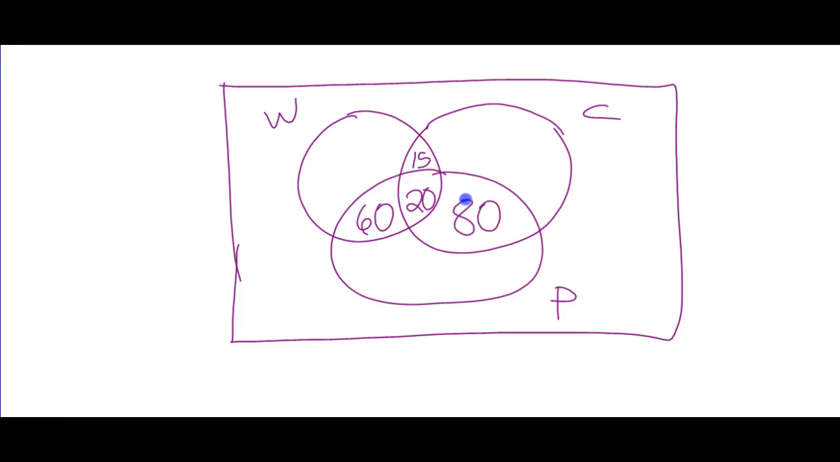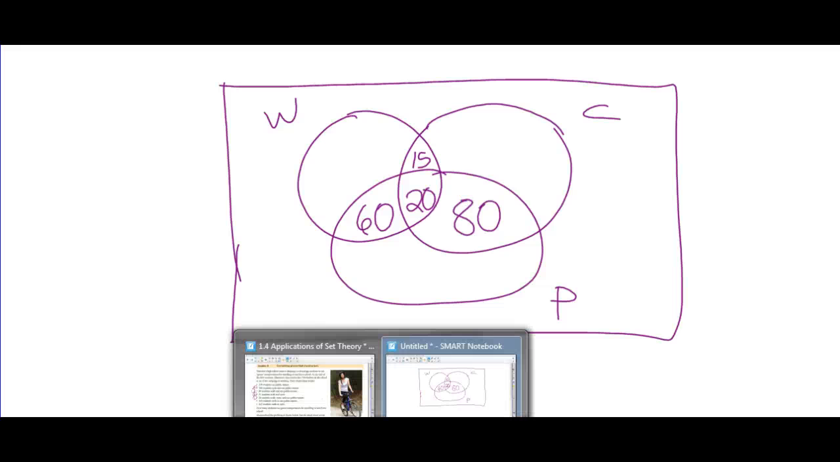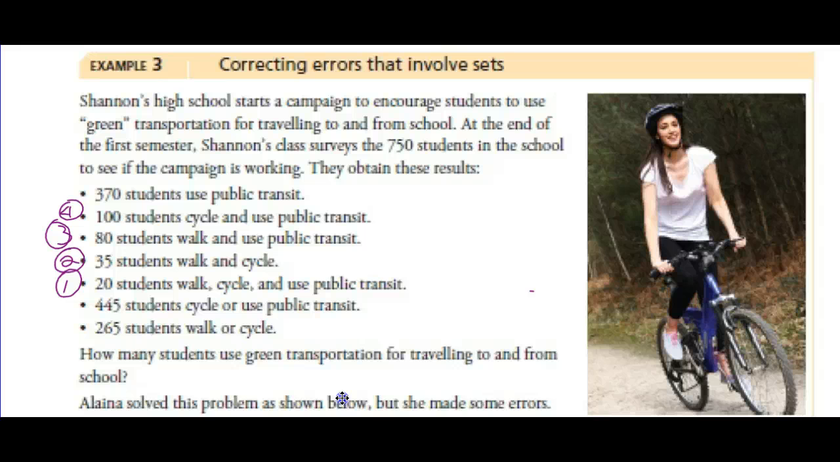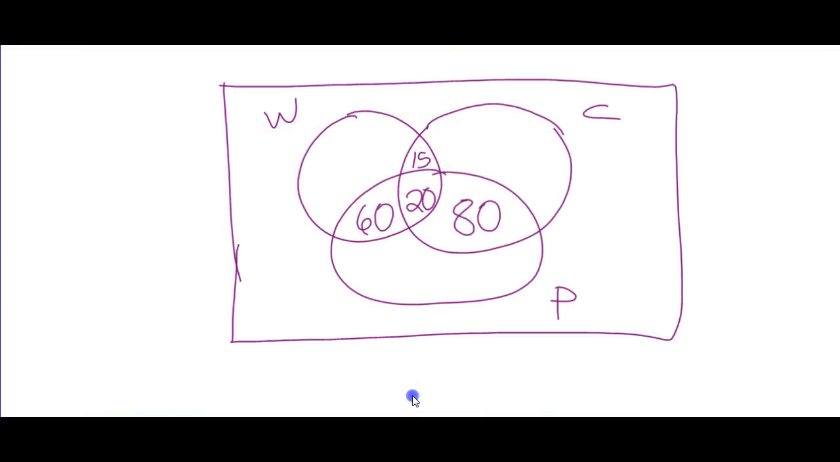Okay, any questions so far? So we've done the all three, and then we go and we do the ands. But be aware, if they said only, they would have used the number 15, right? So these questions here could have been phrased instead as 15 students only walk and cycle, 60 students only walk and use public transit, and 80 students only cycle and use public transit, and we'd be looking at the exact same diagram.